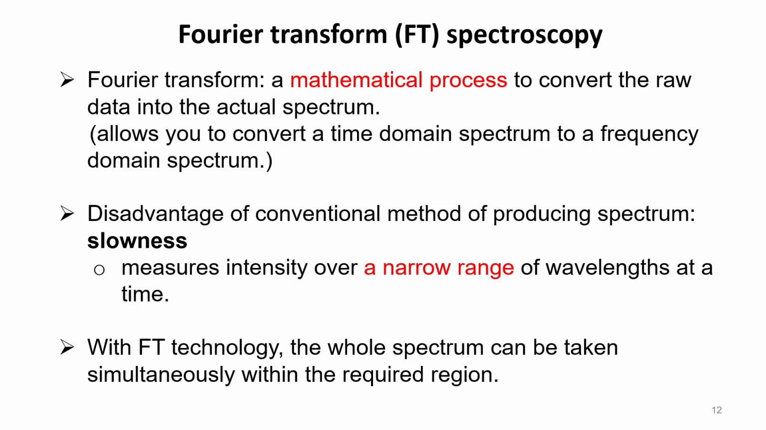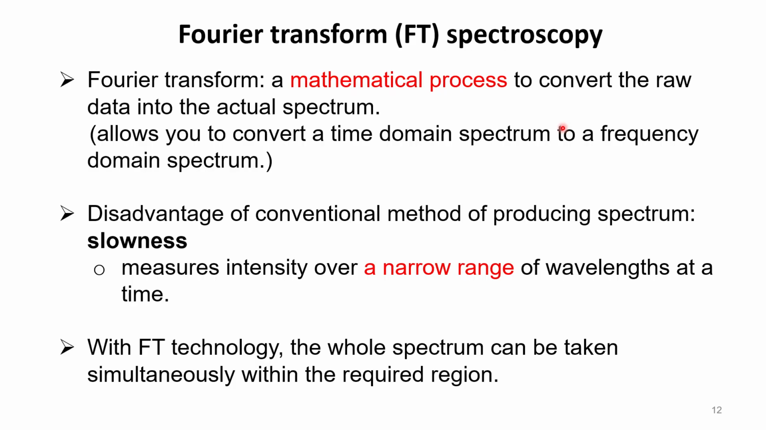Rather than allowing only one wavelength at a time to pass through the detector, the FTIR technique lets through a beam containing many different wavelengths of light at once to be directed to the sample or detected by the detector, and then they measure the total beam intensity. So this technology is also known as Fourier transform technology. In fact, Fourier transform is a mathematical process which converts the raw data into the actual spectrum. So it allows us to convert a time domain spectrum to a frequency domain spectrum.